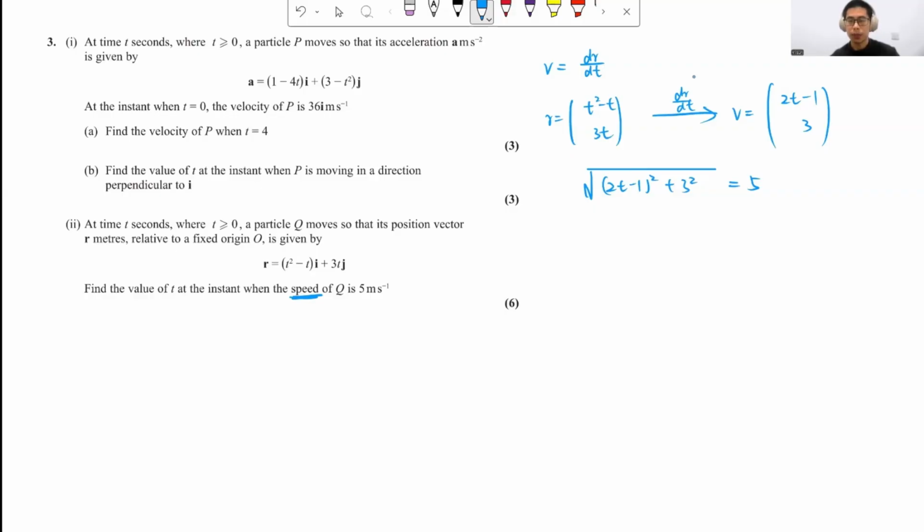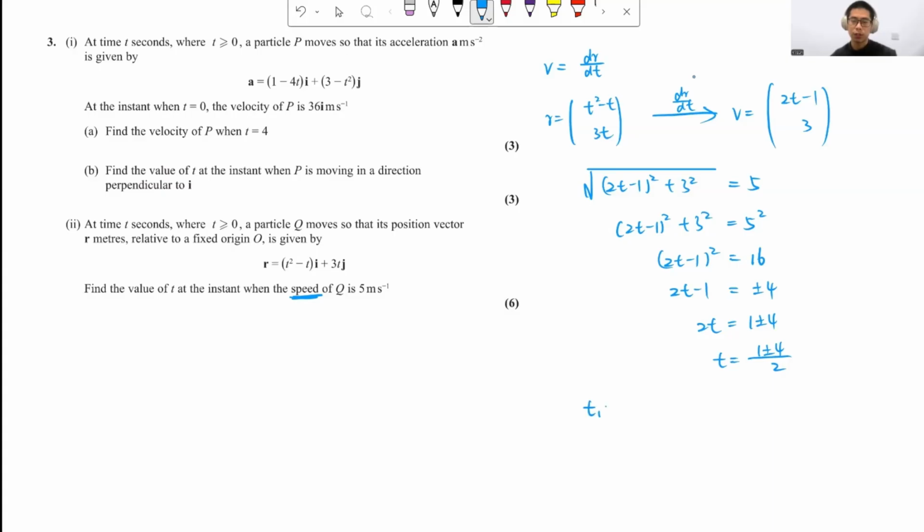So square it for both sides. (2t minus 1) squared plus 3 squared is equal to 5 squared. So make (2t minus 1) squared the subject. So 5 squared is 25, minus 3 squared, which is 9. So we have 16. And then 2t minus 1 equal to plus or minus 4. If we square root it, then 2t equal to 1 plus or minus 4. Then t equal to (1 plus or minus 4) over 2.